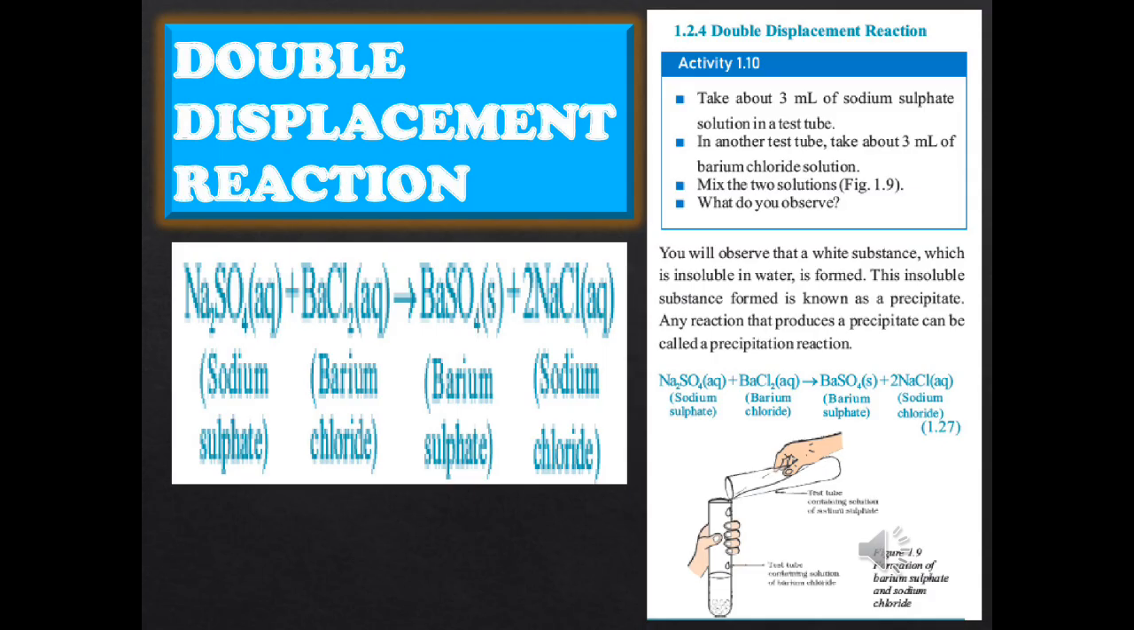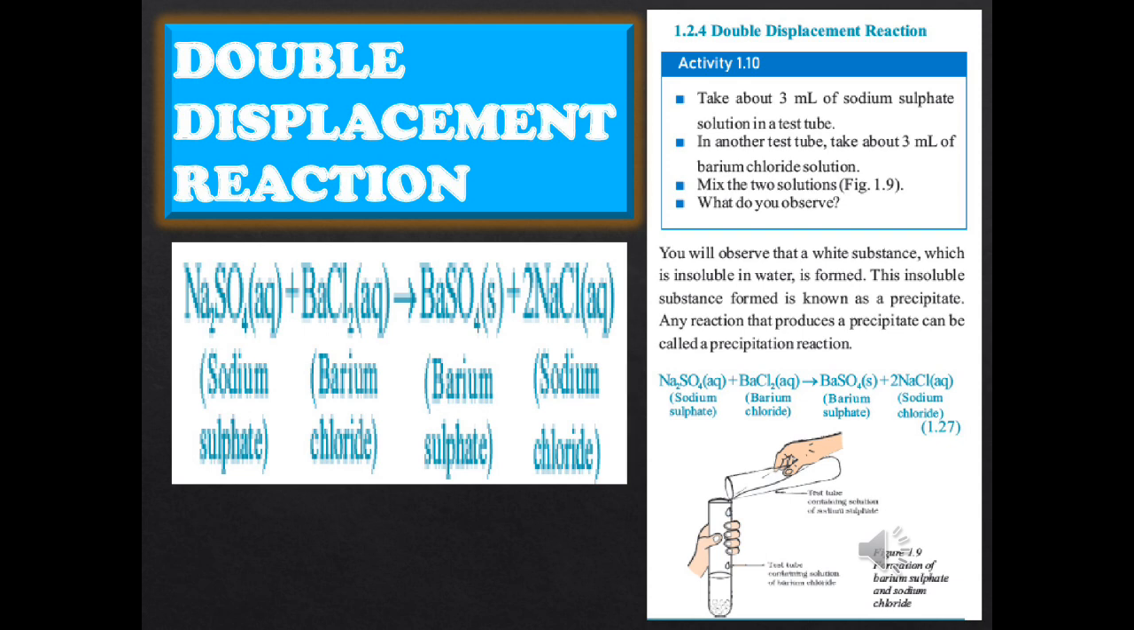Fourth one, double displacement reaction. Activity 1.10. Take about 3 ml of sodium sulfate solution in a test tube. In another test tube, take about 3 ml of barium chloride solution. Mix the two solutions. What do you observe? You will observe that a white substance which is insoluble in water is formed. This insoluble substance formed is known as a precipitate. Any reaction that produces a precipitate can be called a precipitation reaction.